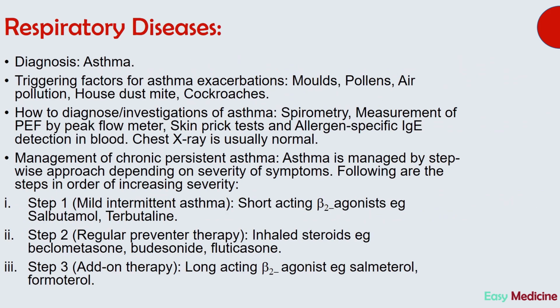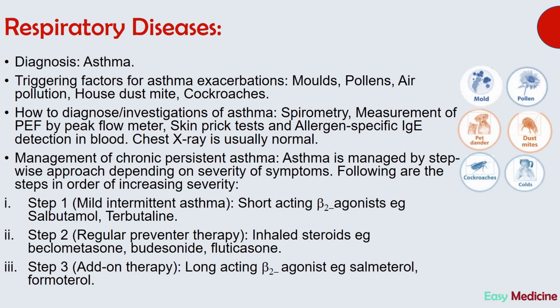As discussed, the diagnosis is asthma, and the triggering factors for asthma exacerbations are molds, pollens, air pollution, house dust mites, and cockroaches. The second question asked how to diagnose this condition. So asthma is diagnosed with the following investigations, which are spirometry and measurement of peak expiratory flow, abbreviated as PEF, by peak flow meter. These 2 investigations are really important to diagnose asthma.